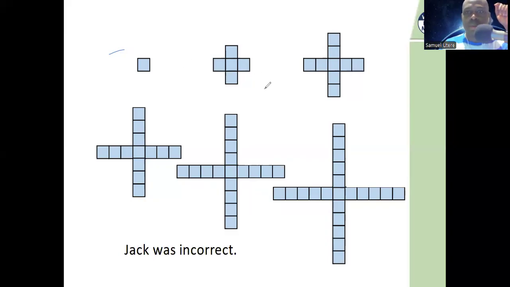Yeah, you can see we have 1, 2, 3, 4, 5, 6, 7, 8, 9, 10, 11, 12, 13, 14, 15, 16, 17, 18, 19, 20, 21. So Jack is not right. Yeah, Jack is incorrect.